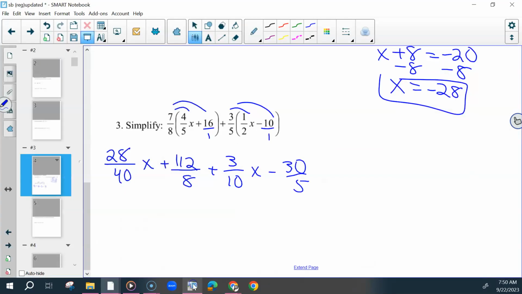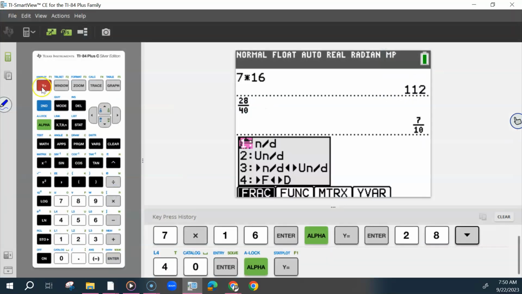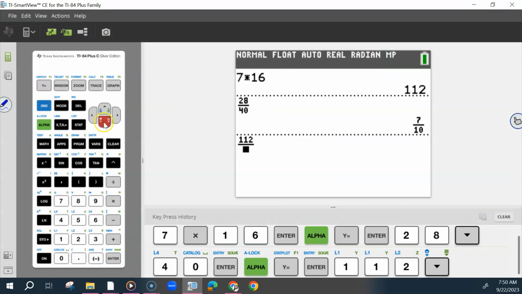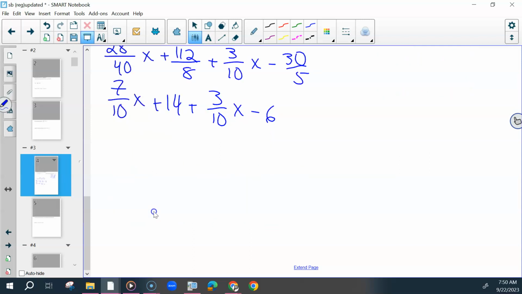28 over 40 would be 7 tenths. 112 over 8 is 14. 3 tenths is already simplified. And then 30 divided by 5 is 6. So it looks a little bit nicer. Not as big as fractions.